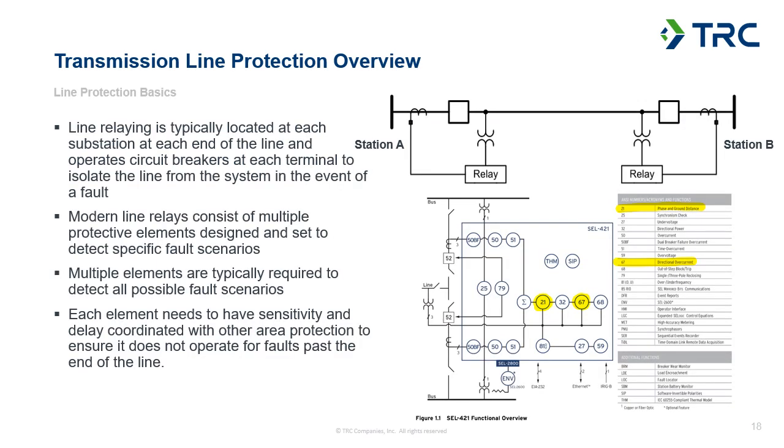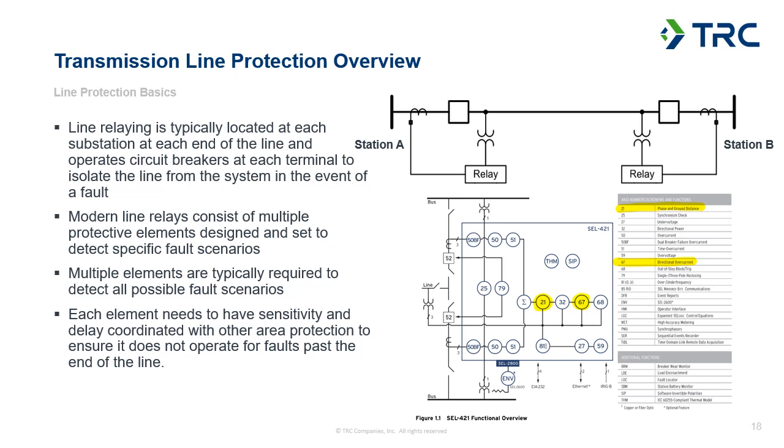The last topic for today is really just to start to scratch the surface on some of the basics of transmission line protection. And we're going to start by taking a look at relays in general and how those are applied to transmission lines. So as I mentioned before, line relaying is typically located at each end of the line at the substation. And you've got a line relay that protects the line from either end or from multiple terminals if it's a multi-terminal line.